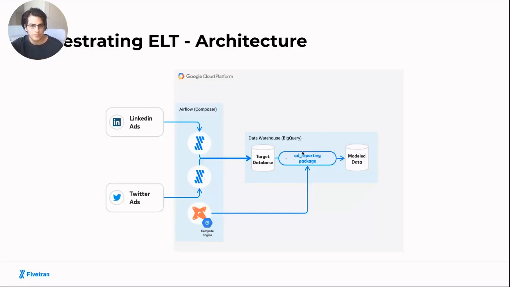hub.getdbt.com. This transformation package contains SQL that can be used with DBT that allows you to track ad clicks, ad impressions, and ad spend in the same campaigns across multiple different sources in a single modeled table. So you can see LinkedIn and Twitter here, but the package also supports Facebook, Google, Microsoft, and Pinterest as well. And you can customize it or build on top of it as you would like. I've customized my version of the ad reporting package to just handle LinkedIn and Twitter for this demonstration.